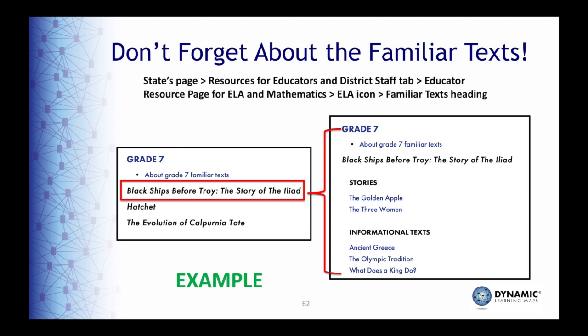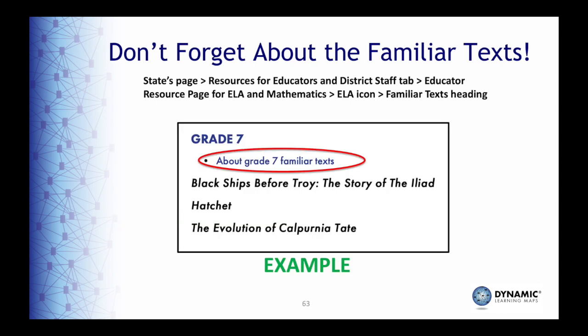In the case of the example shown here, the 3 main titles for grade 7 are based on Rosemary Sutcliff's Black Ships Before Troy, The Story of the Iliad, Gary Paulsen's Hatchet, and Jacqueline Kelly's The Evolution of Calpurnia Tate. For the purpose of this presentation, Black Ships Before Troy, The Story of the Iliad was selected, revealing 2 stories for reading literature and 3 related informational texts. At the top of the list of familiar texts for each grade, a link to an About document is provided.